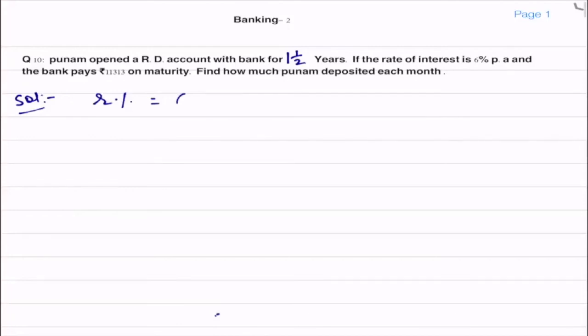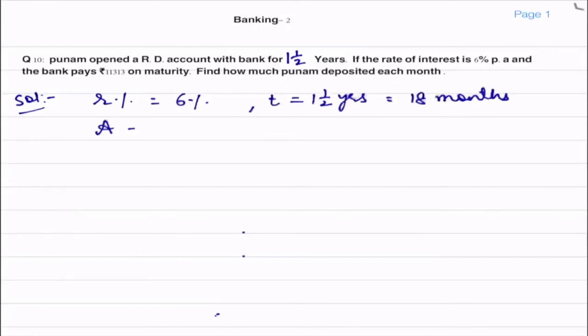Time is 1.5 years. 1.5 years, we will convert it into months: 18 months. 1 year means 12 months and half year means 6 months, so total is 18 months. And maturity value, meaning amount, is given, that is 11,313 rupees. Now we have to calculate the principal.